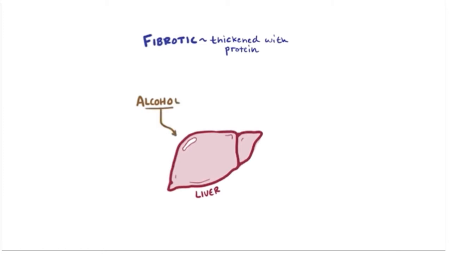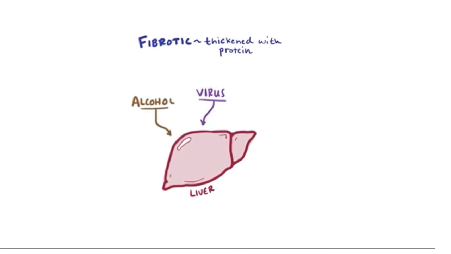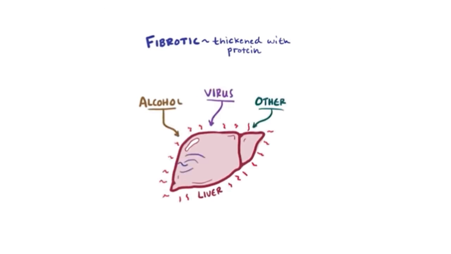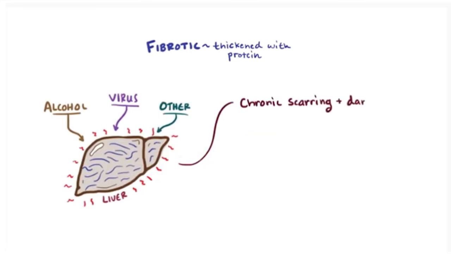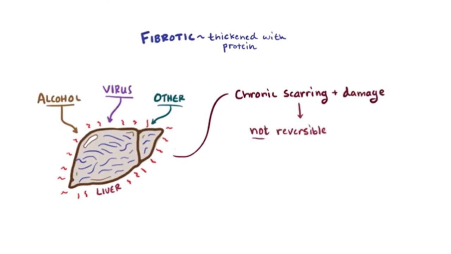Like when there is alcohol which acts on the liver, and viruses which attack the liver, and there may be any other damage to the liver, the liver starts inflammation and sometimes its size increases, and there are increased fibrinaceous bands or proteins whose concentration increases among the liver cells, and slowly and gradually they increase to such an extent that there is chronic scarring and damage which is not reversible, and this is called liver cirrhosis.